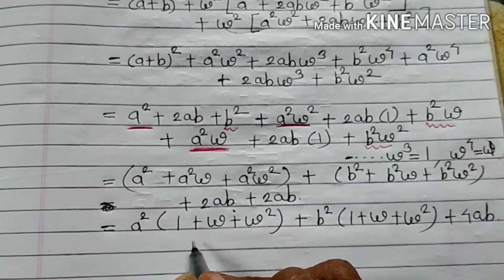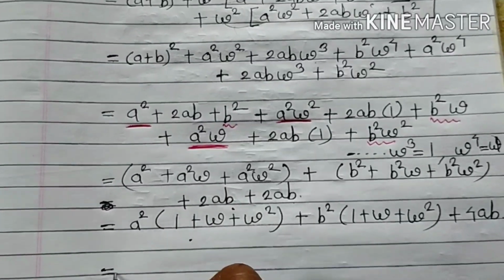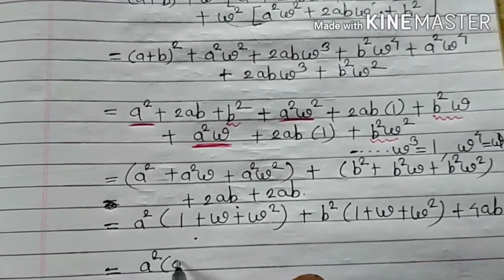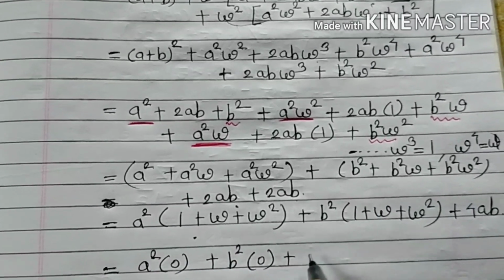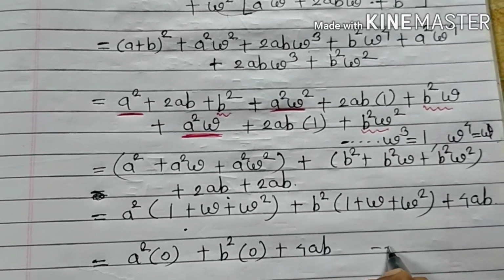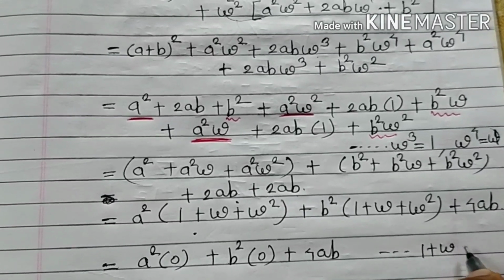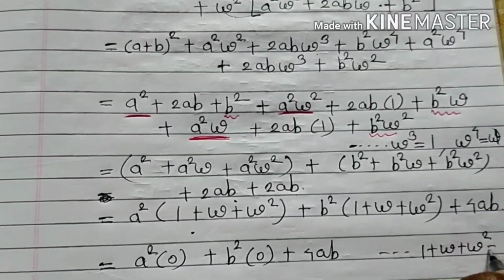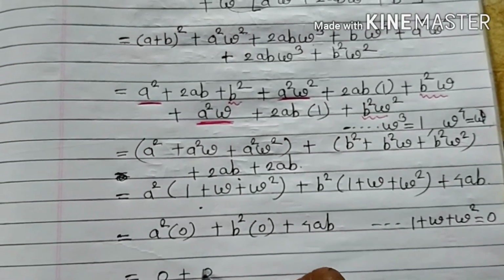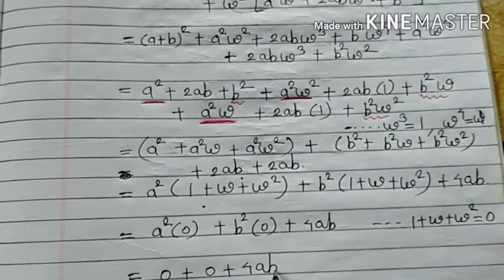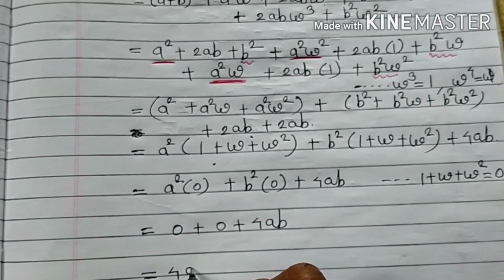Okay. Now we know that 1 plus omega plus omega square equal to 0. So a square into 0 plus b square into 0 plus 4ab. You can write here the reason: 1 plus omega plus omega square equal to 0. So it is 0 plus 4ab, which is equal to 4ab.